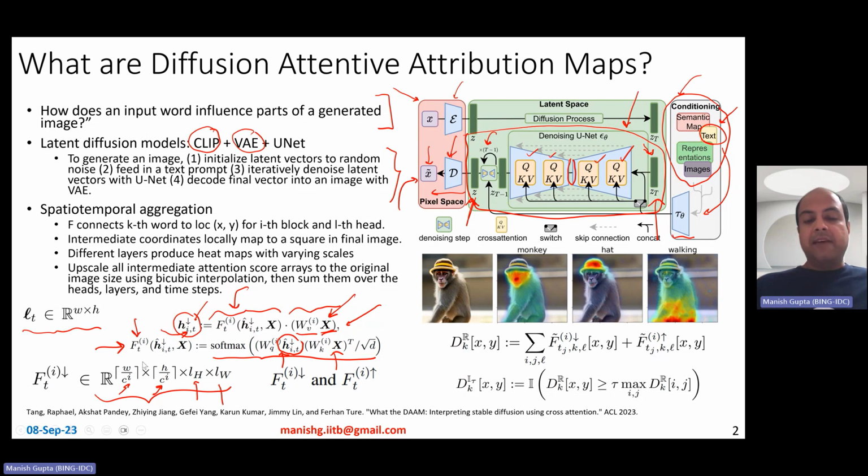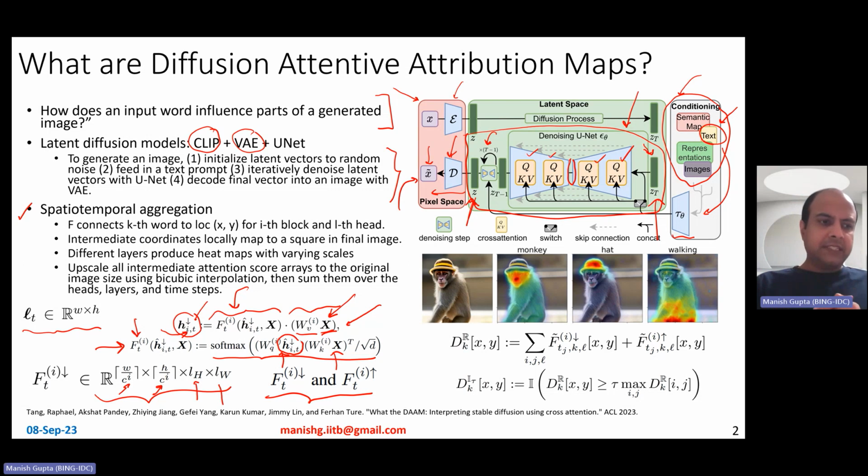Now, of course, you have these Fs for every time. First of all, as I noted earlier, there are T time points in the diffusion process. There is also an attention map for every layer, so the ith layer from I equal to 1 to k, if there are k layers. And also there are upsampling and downsampling attention maps, and that is how you have FTI upsampled and FTI downsampled, all of them. Now, the way this diffusion attentive attribution maps works is to come up with an aggregation, a spatial temporal aggregation, as it is called, over all of these attention maps.